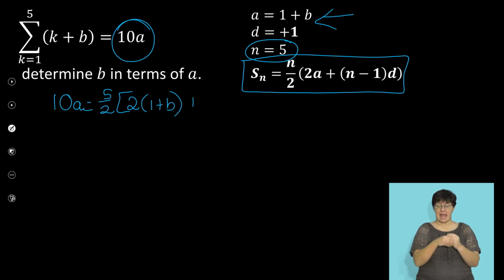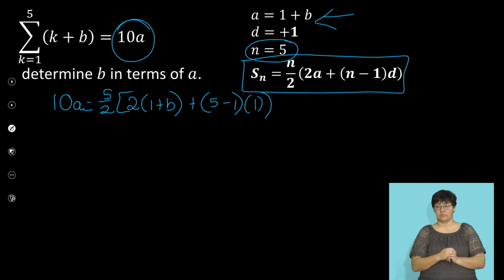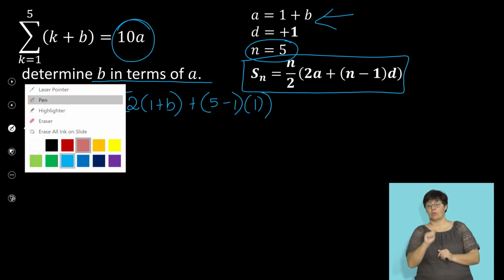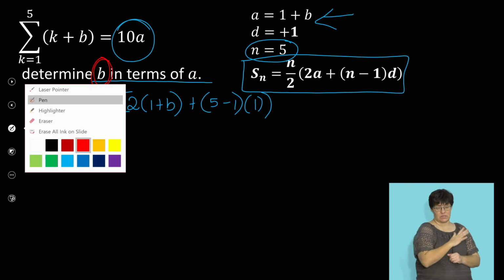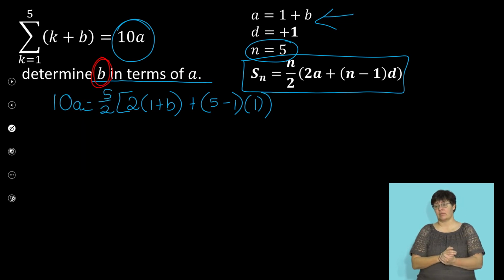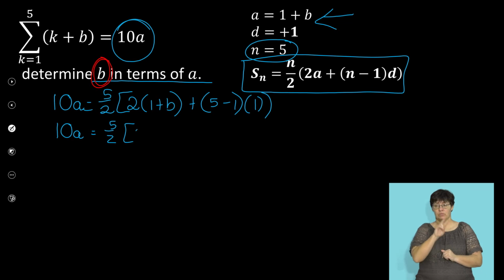Then I'm going to add that to n minus 1, which is 5 minus 1, because I know n is 5. And my common difference we discussed a bit earlier is 1. Please remember I'm determining b in terms of a. So my whole goal is to get b by itself. So let's continue manipulating this equation. So I'm going to have 10a is equal to 5 over 2 in brackets 2 plus 2b plus 4.